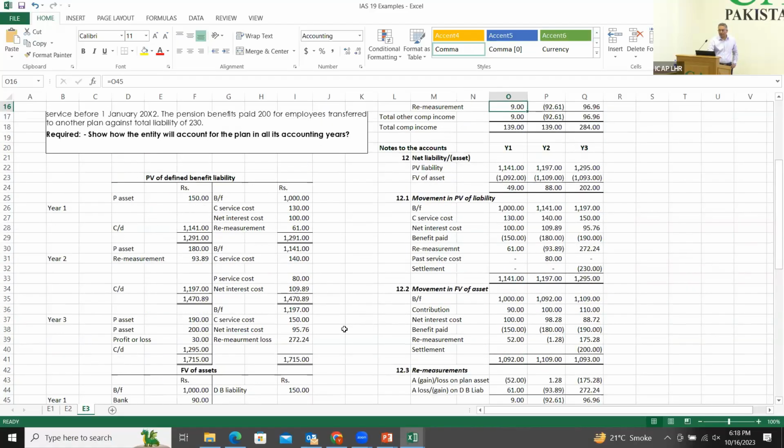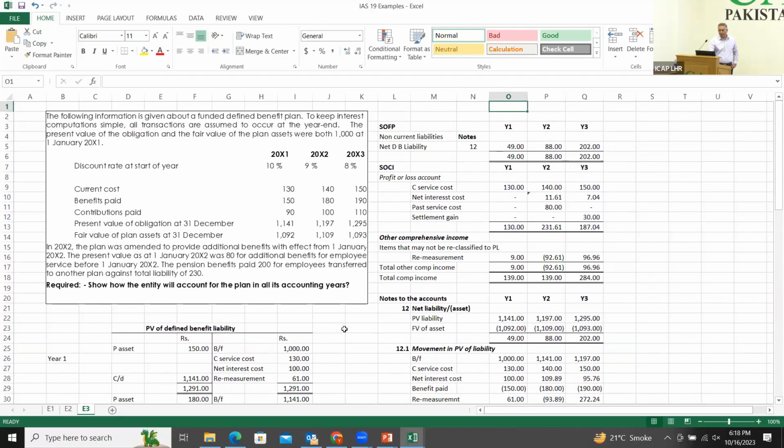So here is your presentation of profit or loss account. You have current service cost in the P&L. You have remeasurement loss in the other comprehensive income. Then there is a total effect on the P&L.